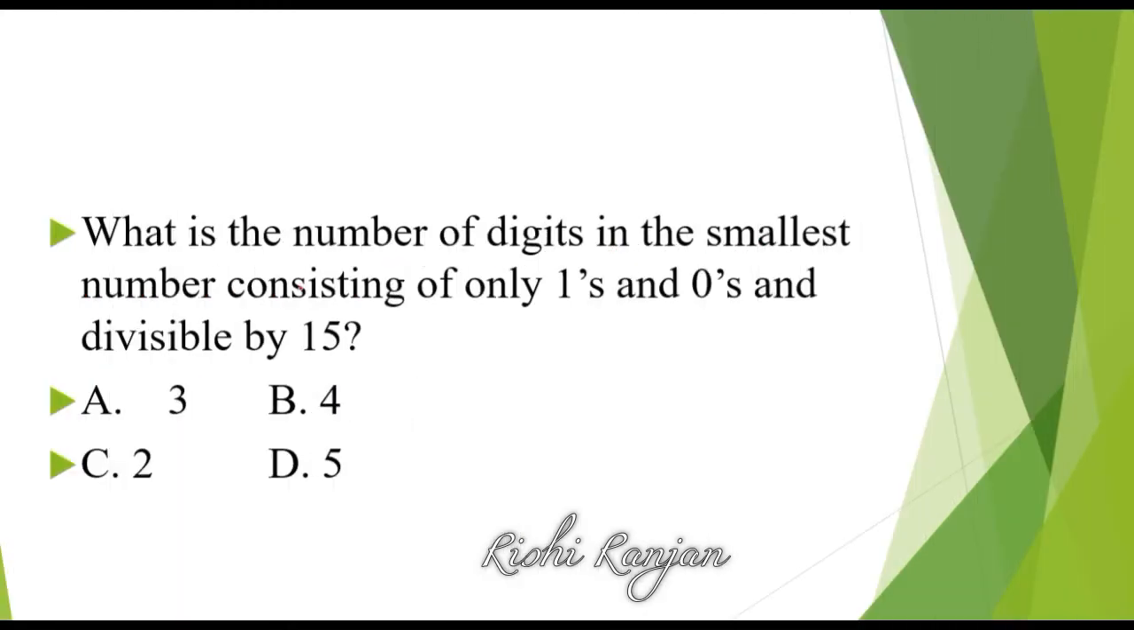What is the smallest number consisting of only ones and zeros and divisible by 15? Now they're asking you to create a number which is divisible by 15. How do we check for 15? By using 5 and 3, both of them. But the number has to be created only by using ones and zeros, not 2, 3, 4, 5, 6, 7, 8, 9.